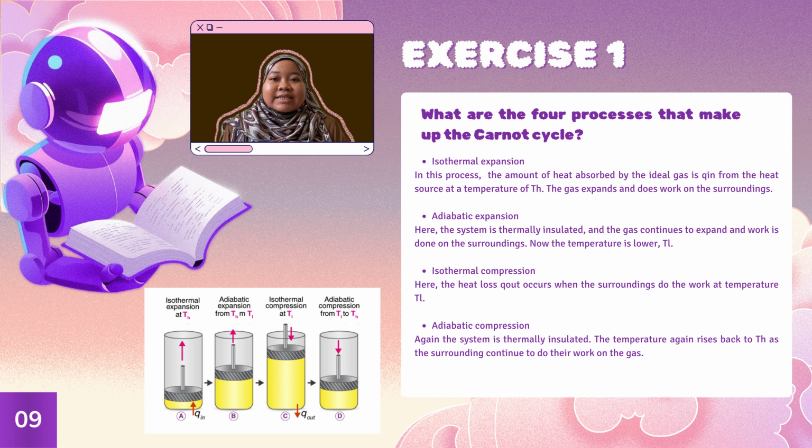The third process is isothermal compression. The heat loss Q out occurs when the surroundings do work on the gas at temperature TL. The last process is adiabatic compression. Again, the system is thermally insulated. The temperature rises back to TH as the surroundings continue to do work on the gas.